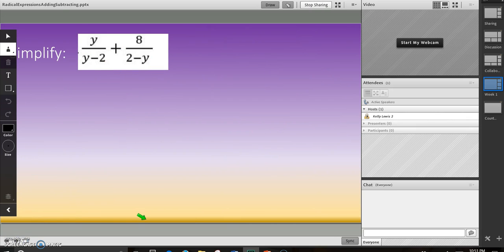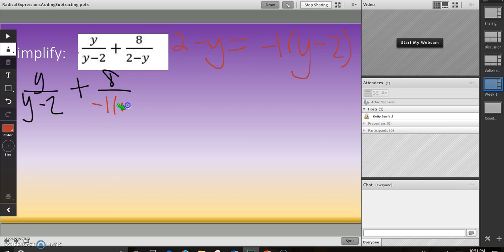Okay, here, remember 2 minus y, that's the same as negative 1, y minus 2. So I'm going to rewrite this bottom as negative 1, y minus 2. And so the only difference between these two guys is that negative 1. So if I took this guy and multiplied by negative 1, now they can talk. Negative 1, y minus 2.